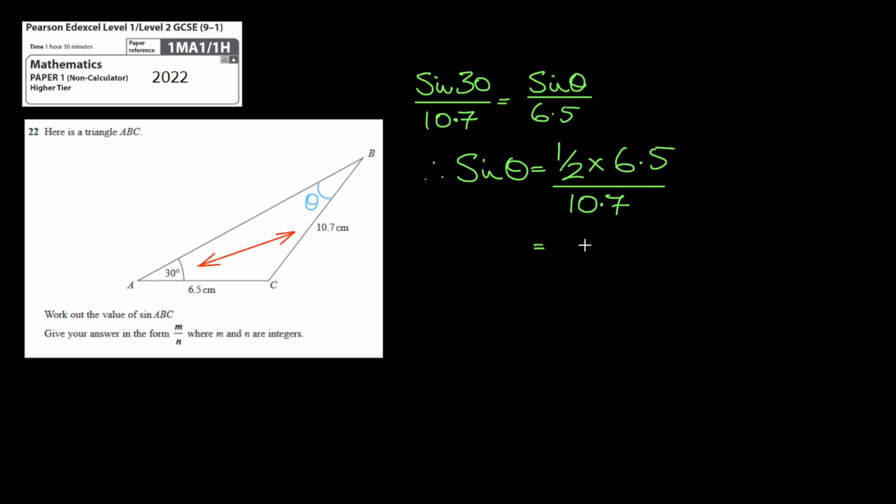So as we haven't got a calculator, we've got to do this by hand. Half here will multiply the bottom by 2. So I get 6.5 divided by 21.4.